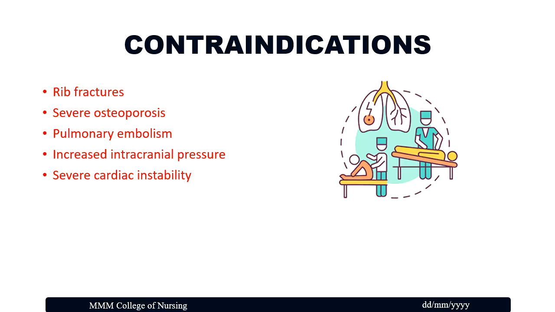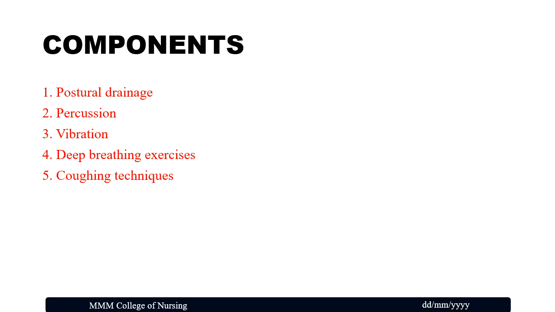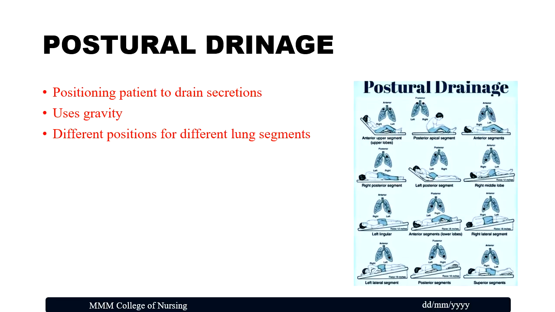CPT should not be performed in patients with rib fractures or unstable heart conditions, severe osteoporosis, pulmonary embolism and increased intracranial pressure. So always assess the patient before the procedure. What are the components of chest physiotherapy? Mainly, it consists of postural drainage, percussion, vibration, deep breathing exercises, and coughing techniques. We'll discuss each one in detail.